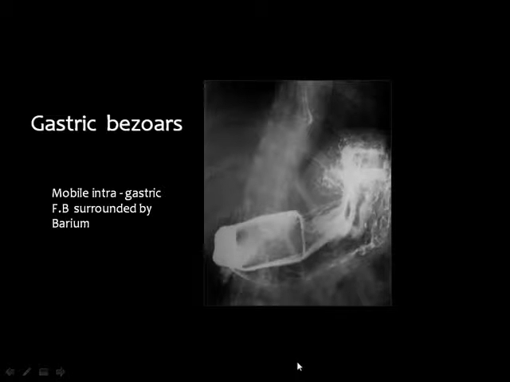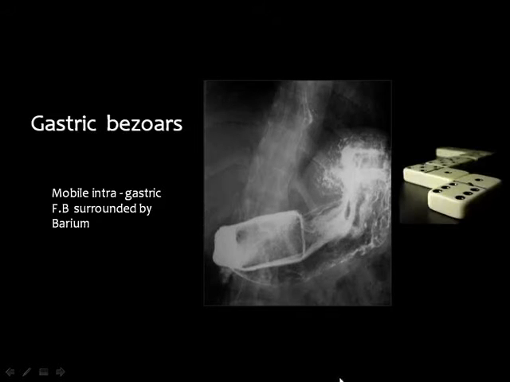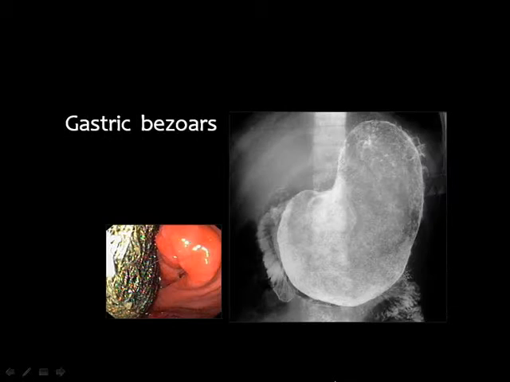Yes. Super. Any other possibilities? Glass. Okay, this is the foreign body. And you have two of these foreign bodies inside the stomach. This one in the fundus and this one in the pyloric canal.